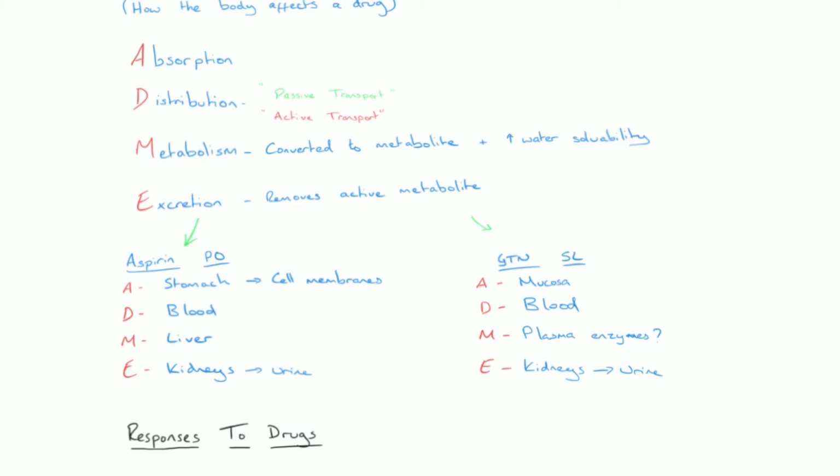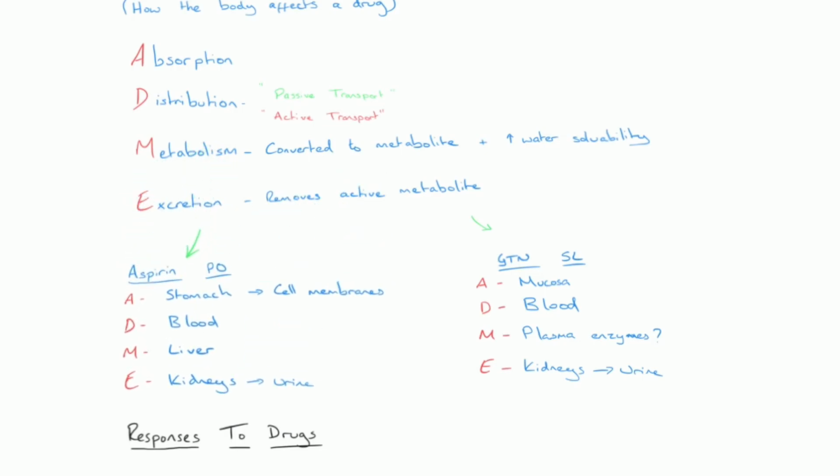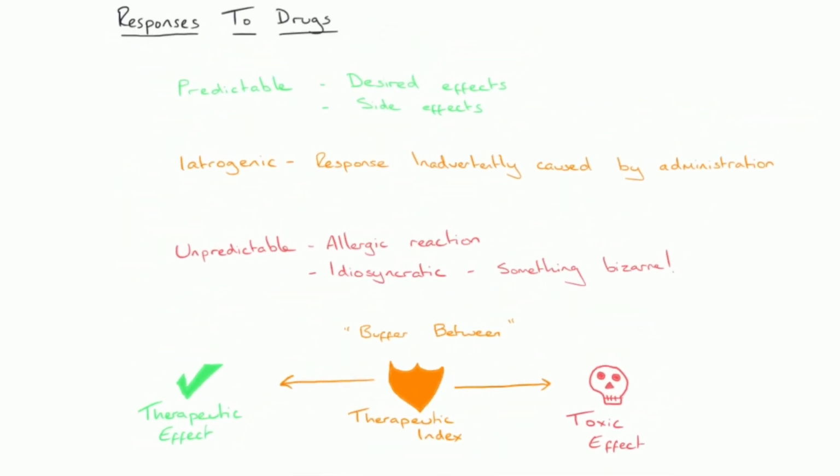So I've given two examples there. Obviously, you've probably had a read of them because I've been on this part of the slide for a while now. But aspirin and GTN, and I've given you the ADME for all of them. And like I said, you can find this out with all the drugs that you come across or carry in your practice. So now moving on, we're going to have a look at the responses to drugs.